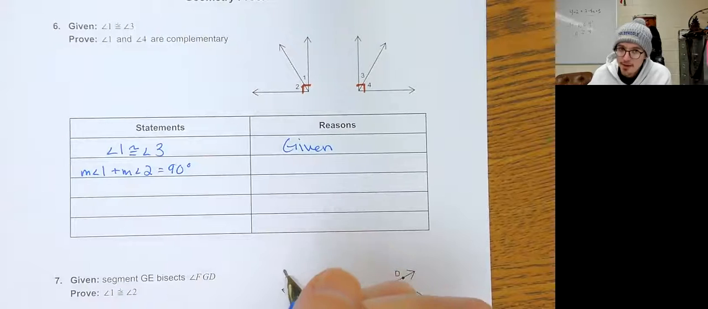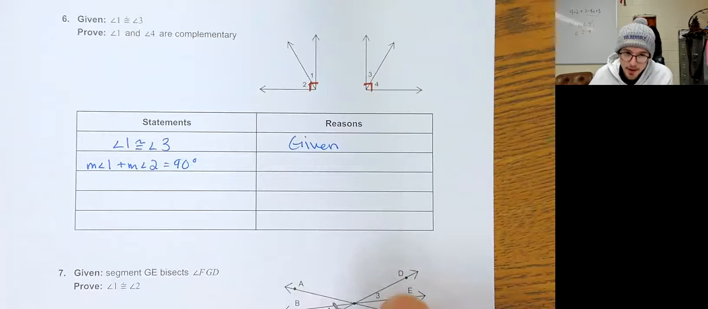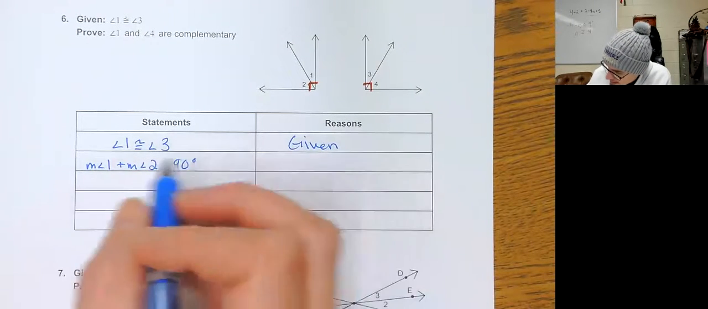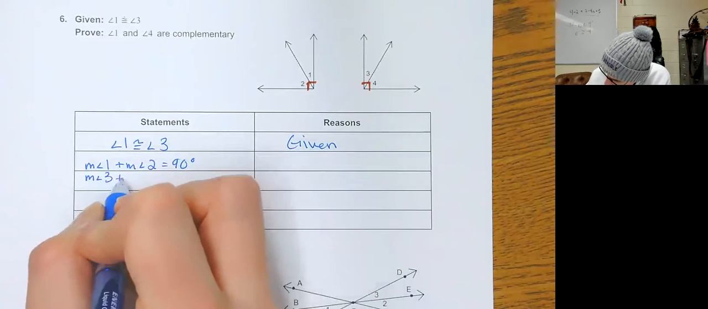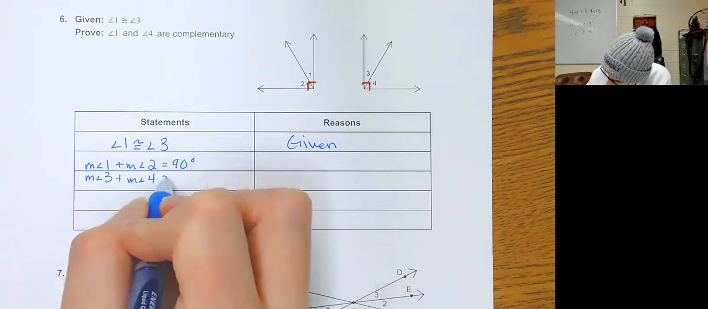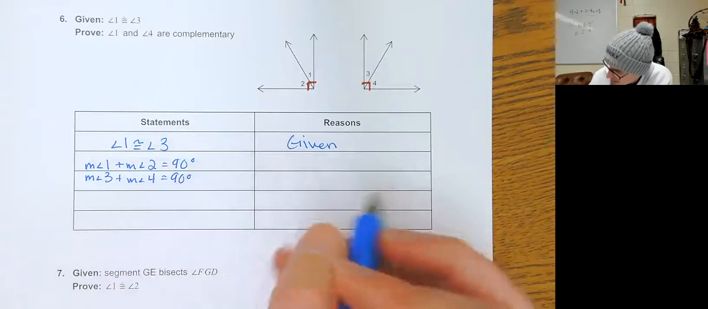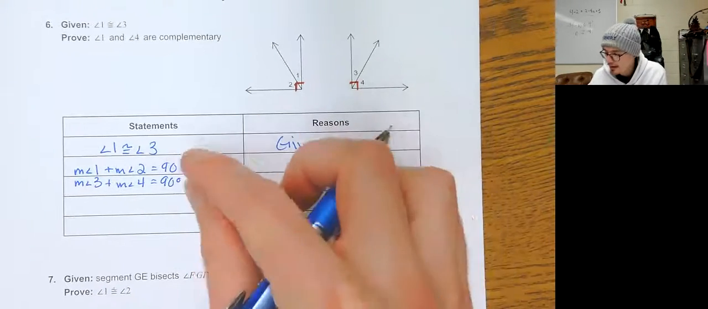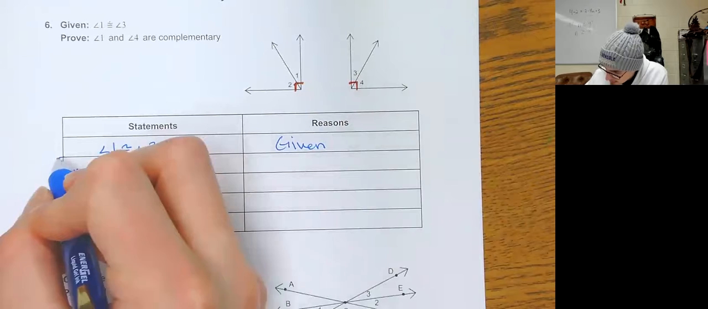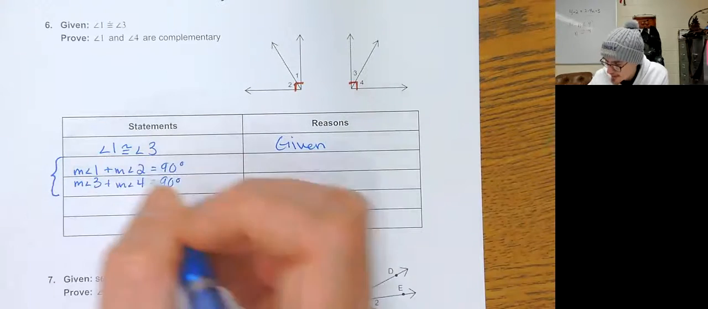I think I might run out of room on this one. I'm going to start off with 1, then I'm going to run out of room. And we're also going to say that the measure of angle 3 plus the measure of angle 4 equals 90 degrees also. It's going to be the same reason, and we're actually going to combine 2 reasons. This is really just going to be one whole thing, but we're going to have 2 reasons for this.